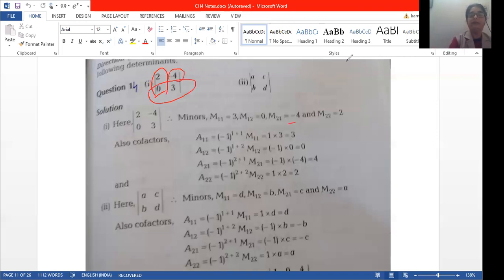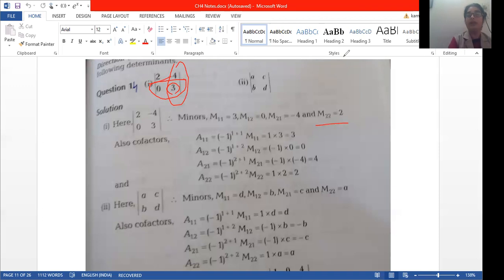Clear? Then the last element 3, this element is a22. Now where does this element 3 lie? In this particular row and in this particular column. So we are left with only one element, 2. So M22 will be equal to 2.